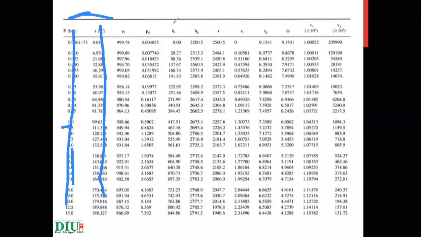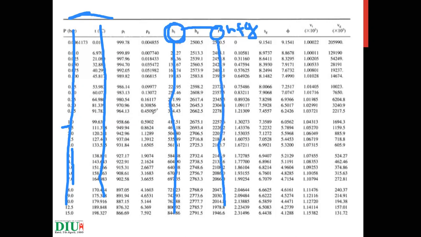Then we will jump to the fifth column, HF. This HF is the sensible heat. Then we'll jump to the seventh column. R, basically here, R is the HFG. That means the latent heat. So the fifth column is the sensible heat and the seventh column is the latent heat. So we only need these four columns of this steam table.